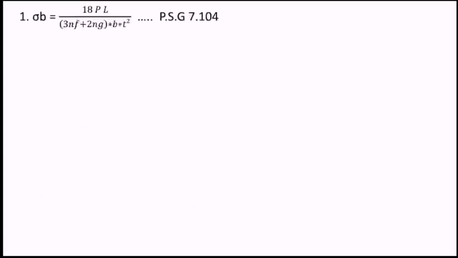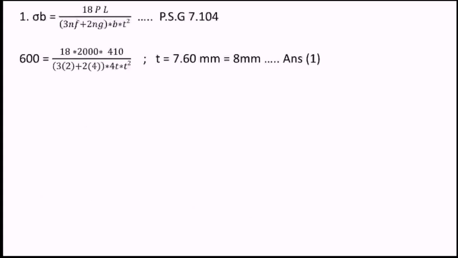Starting with the solution, we have the formula sigma B is equal to 18PL divided by (3NF plus 2NG) multiplied by b multiplied by t square from PSG 7.104. Because in the question pre-stress was not given, I am using this formula. For pre-stress we have used 6PL divided by n b t square in previous case. Substituting the values, I will get the value of t as 7.60 mm, which I will approximate to 8 mm. b is equal to 40, hence I will get the value of b as 32 mm.